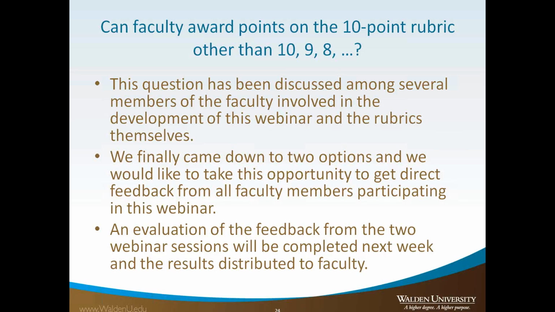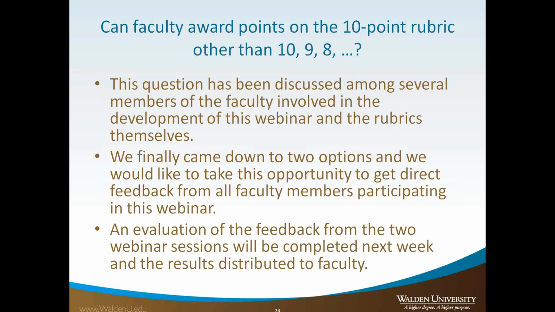If we cannot expect them to consistently know the difference between an 8 and a 9 and a 7, how can we expect them to add in an 8.5? The other side of the coin is, if I have 3 papers here, one is clearly a 9, one is clearly an 8, and I've got another paper that's in between, I want to give them an 8.5 so I can differentiate. Okay?